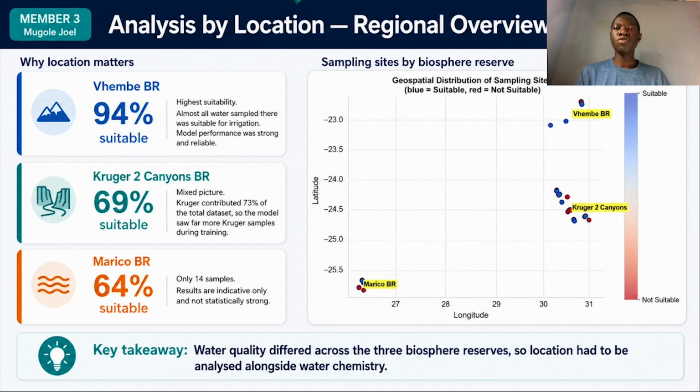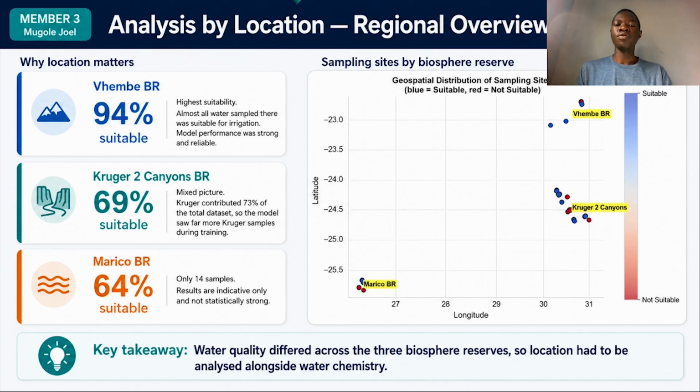My name is Murijo. Today I want to take a closer look at a critical element in our project: how geographical location directly impacted our model's prediction performance. So, starting with this regional overview on my screen, we analyzed data across 3 different biosphere reserves, and to see how exactly location influences our prediction, the differences we found were quite amazing.